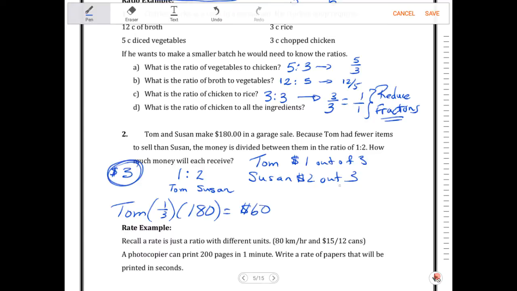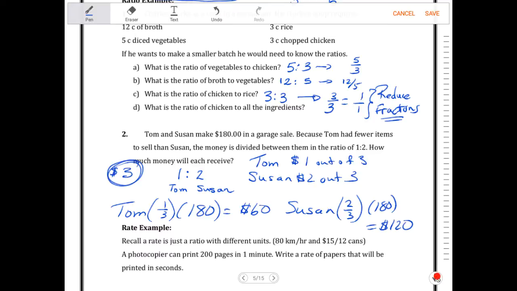If you look at Susan, she gets 2 out of every $3. So Susan would be 2/3, or 0.6666 on forever, times 180, and that would give a total of $120.